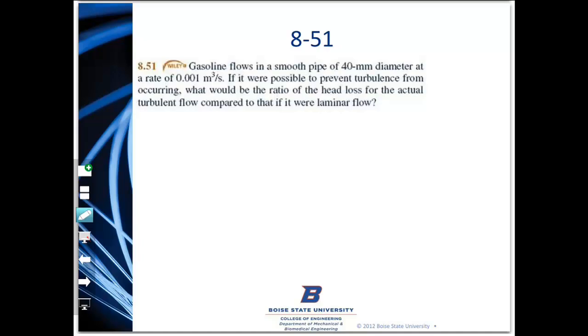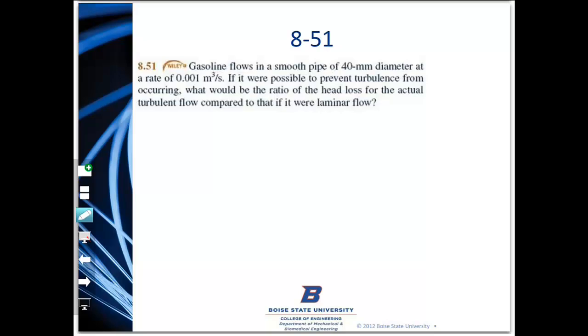You're given gasoline flows in a smooth pipe, that means epsilon is 0, of 40 mm diameter at a rate of 0.001 cubic meter per second. That means you're given the volumetric flow rate Q. If it were possible to prevent turbulence from occurring, what would be the ratio of the head loss for the actual turbulent flow compared to that if it were laminar flow? Okay, so we are talking about head losses.